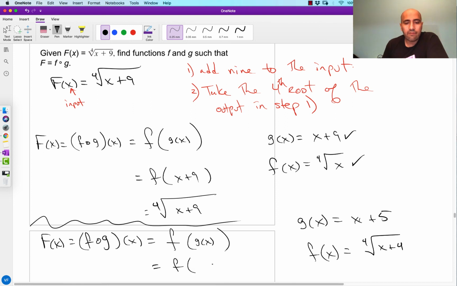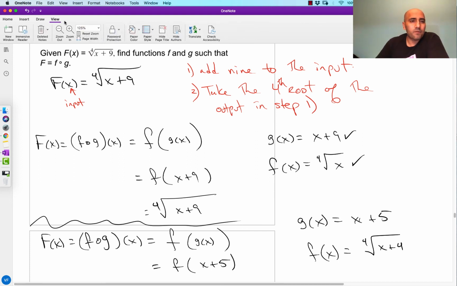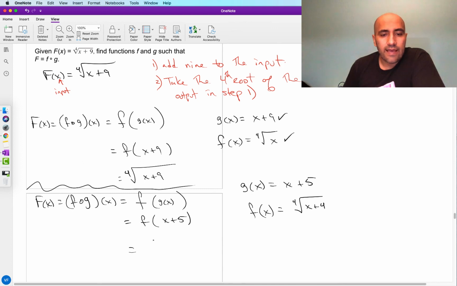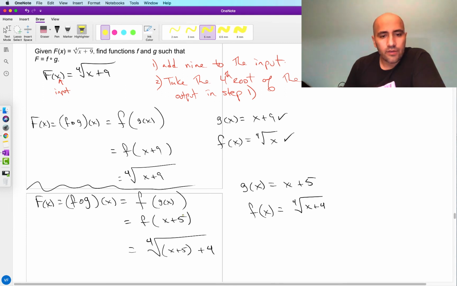So then this would be f of x plus 5, and now if I input that into there, I'll get what I want. Now f would be the fourth root of the input plus 4, and that input is this x plus 5. So here is the input, and if f is defined this way, it's going to be the input plus 4, and then take the fourth root of that. So we get that. That's another way to do it. Let's think of another way to do it.